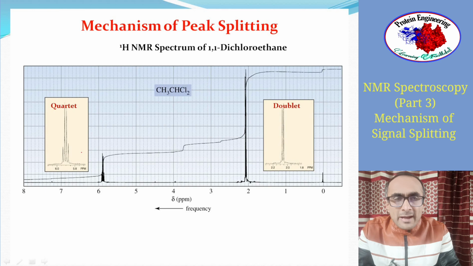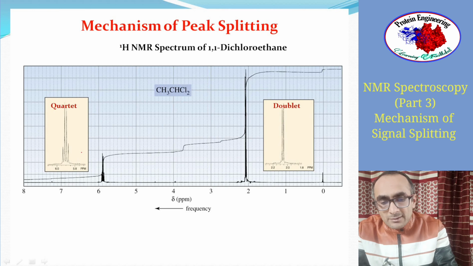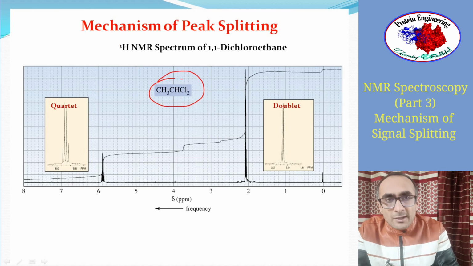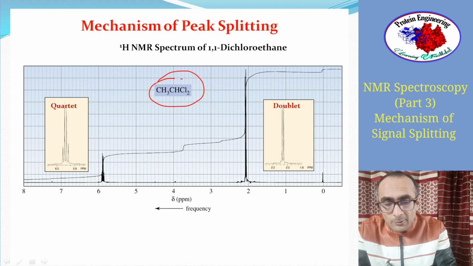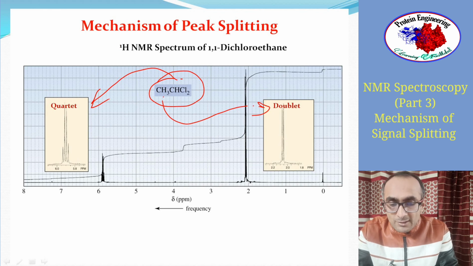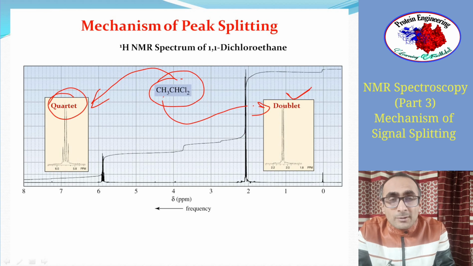So now look at the mechanism of splitting. Here we take another example, 1,1-dichloroethane, CH3CHCl2. If you take the NMR spectrum of this compound, we know that there are two types of protons, one corresponding to the methyl group and the other corresponding to the methine group, the CH group here. The methyl group has 3 protons, and the CH group has a single proton. So the peak for the methyl group would be a doublet, because you have 1 proton in the neighborhood of the methyl group protons, whereas in case of the CH proton, it's a quartet. That's because there are 3 protons in the neighborhood of this proton. They are coming from the methyl group.